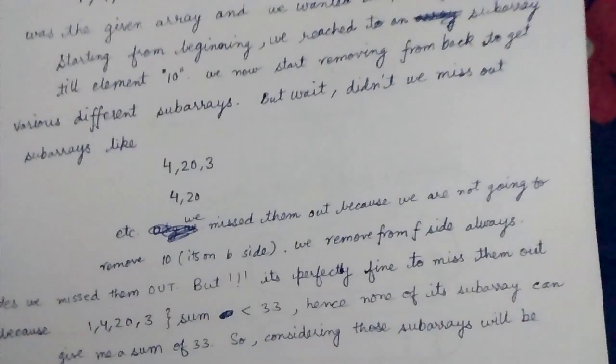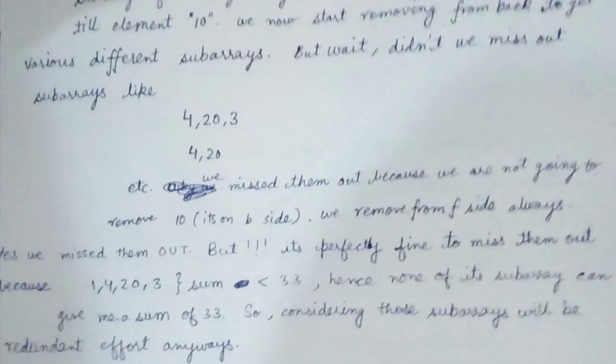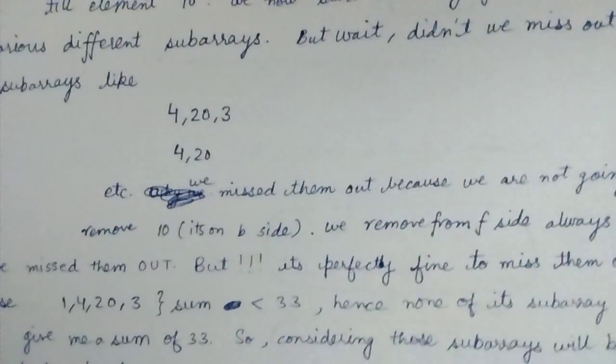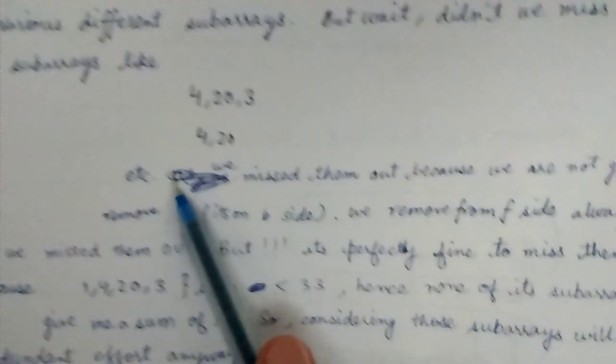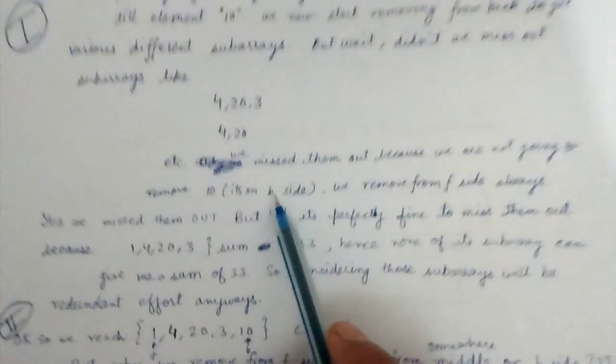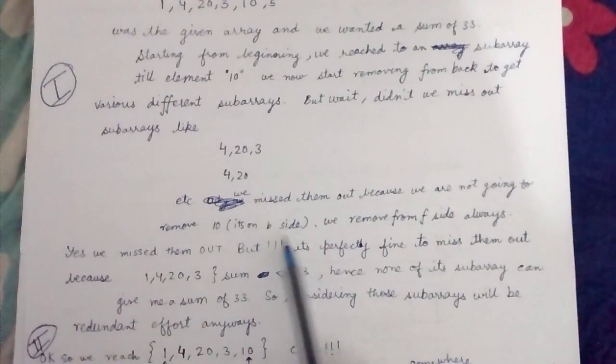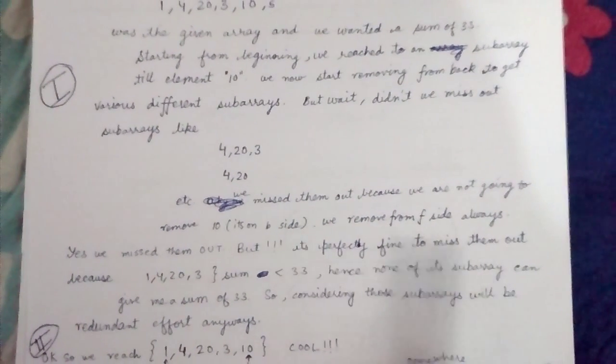So we are leaving some cases. We miss them out. So is it fine to miss them out? Let us see. We miss them out because we are not going to remove 10. It's on this side, the B side. Okay, we remove from the F side always.